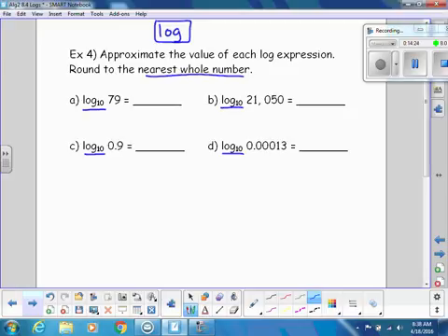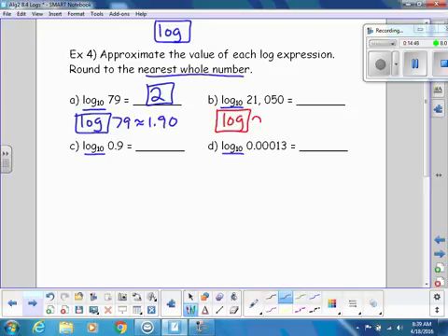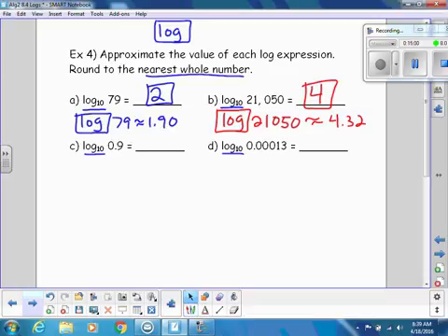All right, so if I hit the log button, and then 79, it should give me 1.90 or 1.89 something. So if we round to the nearest whole number, that would be 2. Okay, so then over here, again, you're just typing the log button, and then you're typing in 21,050, and that gives us approximately 4.32. So the nearest whole number would just be 4. Okay, so practice the next two on your own, see if you can do that. Pause that video and then come back and check.